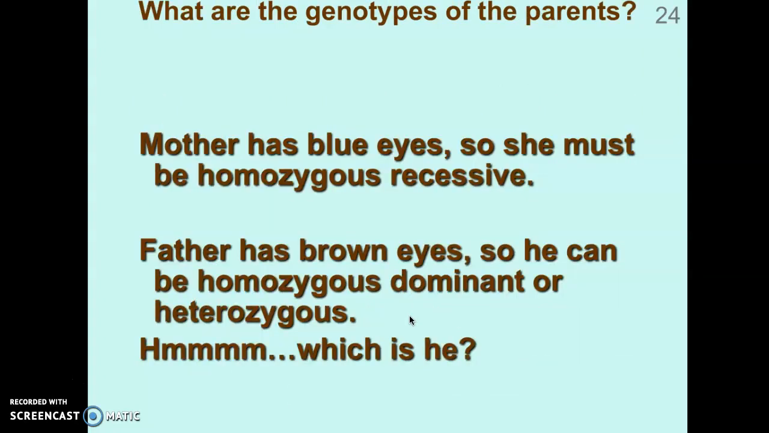So what are the genotypes of the parents? Let's think about that. Mom has blue eyes, so she definitely has to be recessive. So she's going to have a little b and a little b. That's her genotype. Now, the father has brown eyes. So again, which is he? Is he this? Or is he this? Would you know right off the top? What was the chance? Did they have blue-eyed children? Yes? No? If not, go back to that slide.